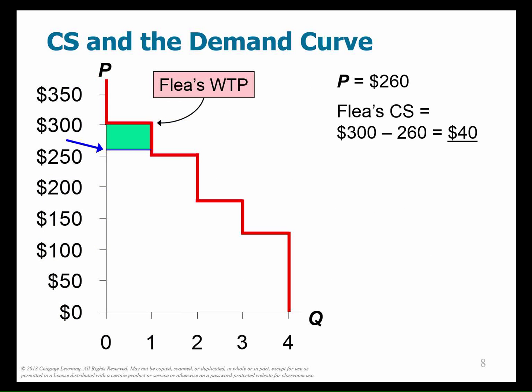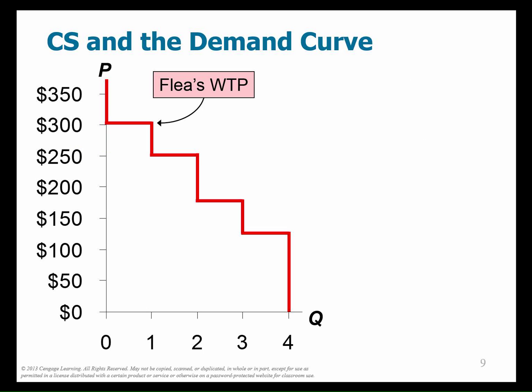And here's how we can demonstrate that. Okay, the difference between the price paid, $260, and his willingness to pay is $40. The total consumer surplus is $40. But what happens if I drop the price to $220?